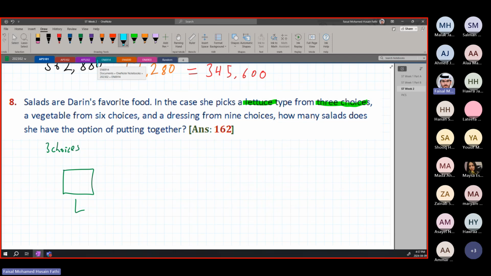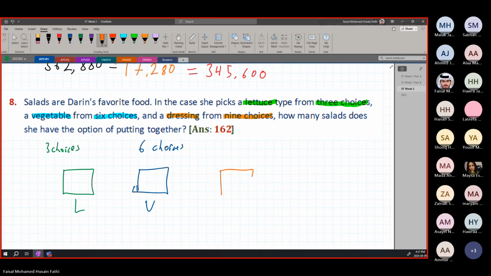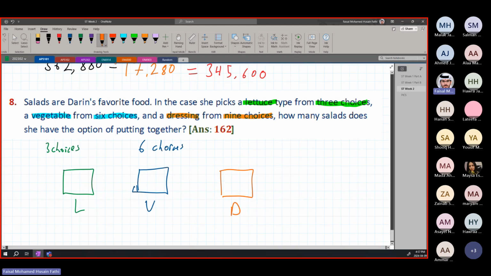A vegetable from 6 choices. So we have a vegetable that she can choose from 6 choices, and a dressing from 9 choices. So this is the dressing, and we have 9 choices. How many salads does she have the option of putting together?